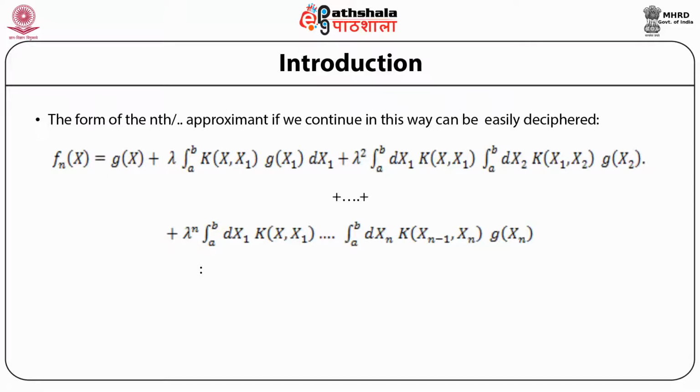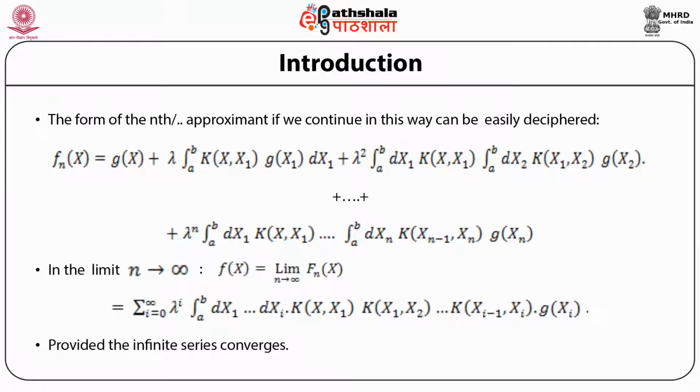Now in the limit n goes to infinity, we write f(x) as the limit of fn(x) as n goes to infinity, which can be written as a series in the form of summation over i from 0 to infinity of λ to the power i times the multiple integral from a to b of dx1 dx2 ... dxi, the integrand being the product of kernels K(x, x1), another kernel which is a function of x1, x2, till the kernel which is a function of x(i-1) and xi, and multiplied by the function g(xi).